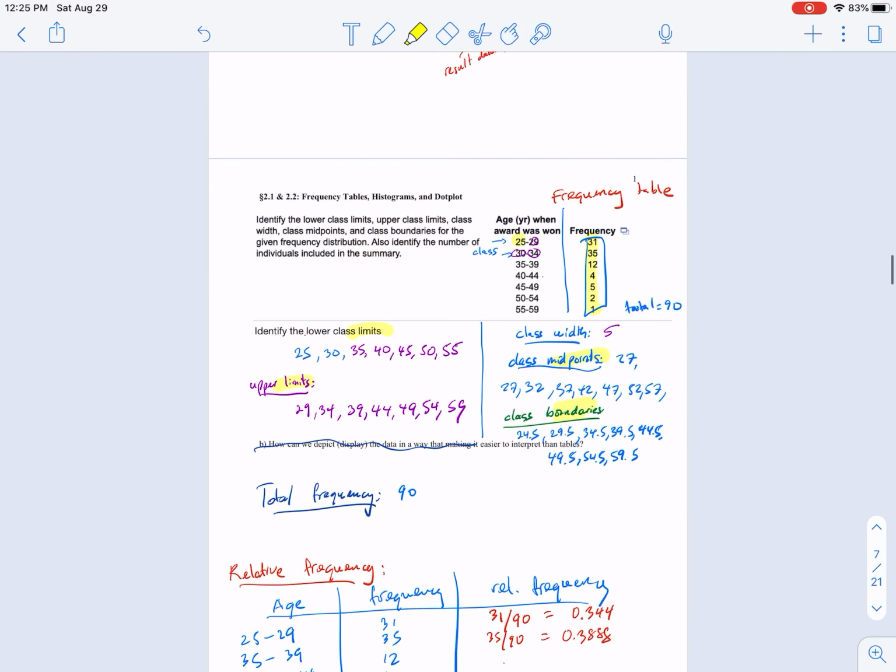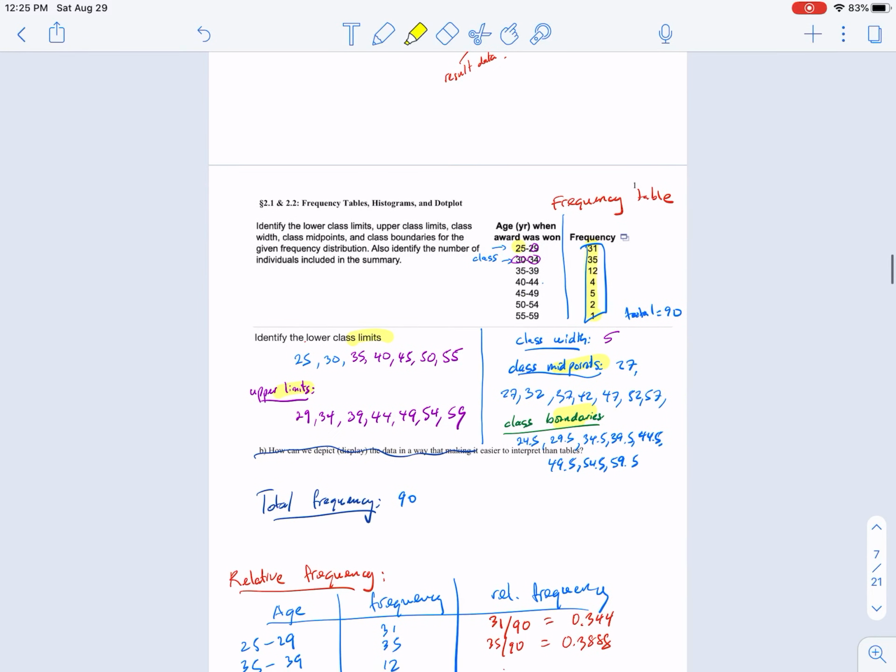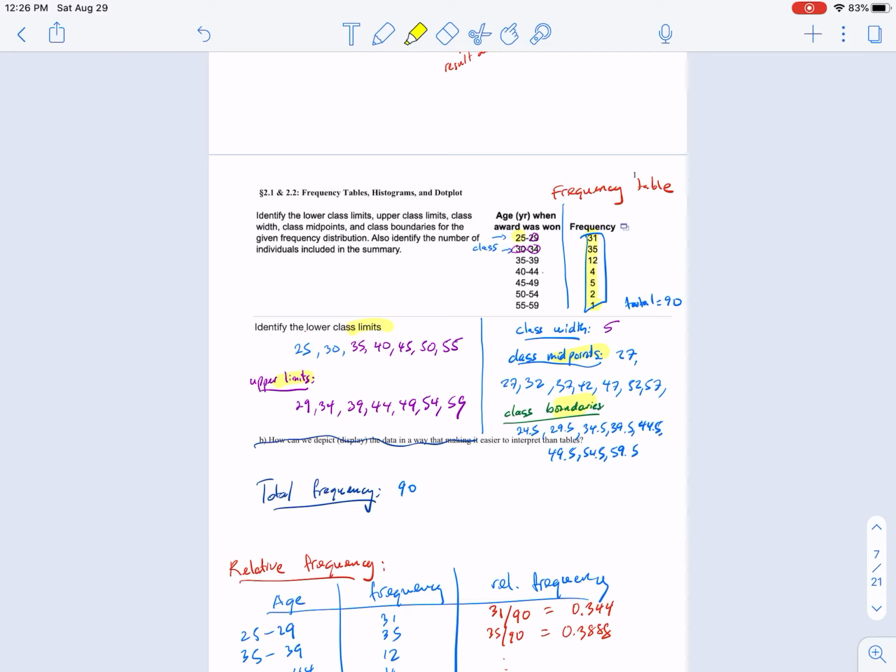Another thing we discussed in this chapter is distribution. So when we depict these data using graphs, we can look at the shape of the data being displayed. We call the shape of the data when we actually graph them the distribution of data.